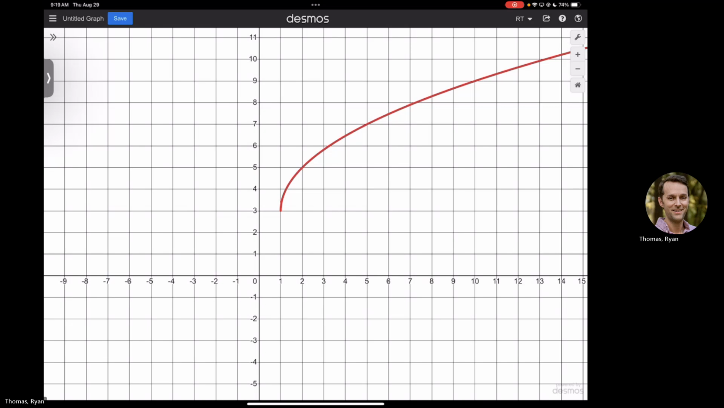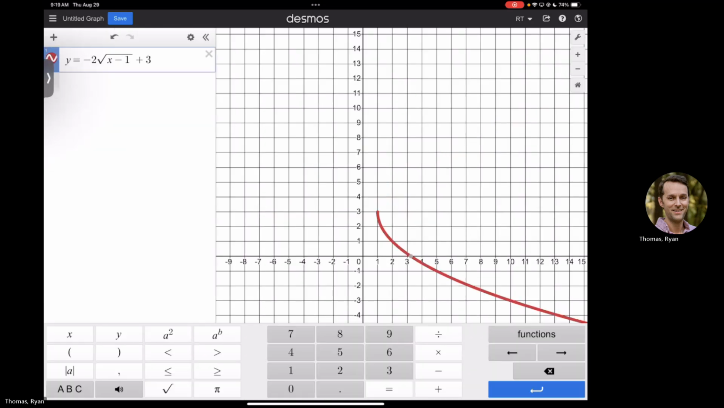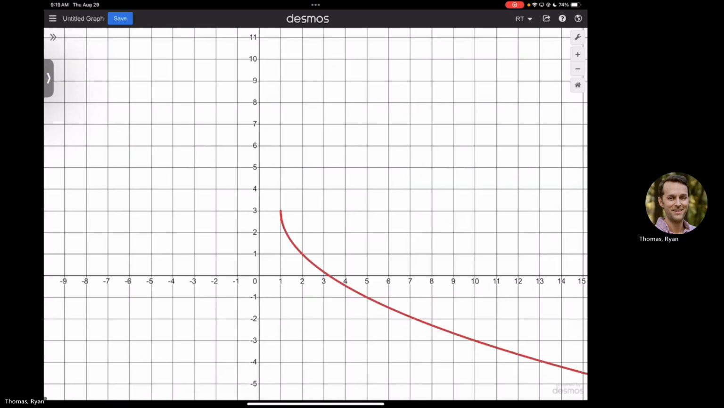Okay. What did I just change? The range. I didn't change the domain. The range changed, right? What's the range of this thing? Now it's pointing down. So 3 isn't the lowest point anymore. Now it's the highest. So the range should look like parentheses negative infinity to 3 to the bracket.